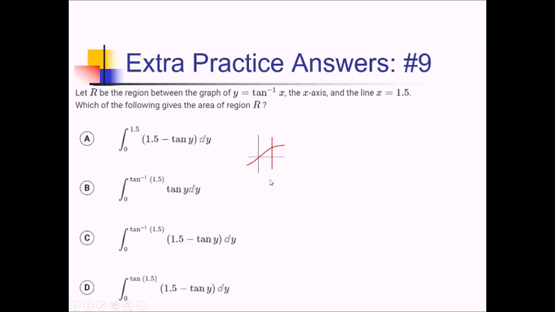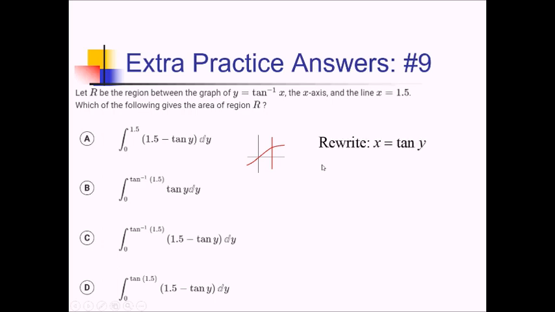So that means I have to integrate with respect to y, which means instead of thinking about this as a left to right, top minus bottom sort of deal, I have to think of this as limits going from bottom to top and do right minus left inside the integral. So bottom to top, well, we've got 0 on the bottom for the y value. On the top, I need to figure out what y value tan inverse intersects this line at.